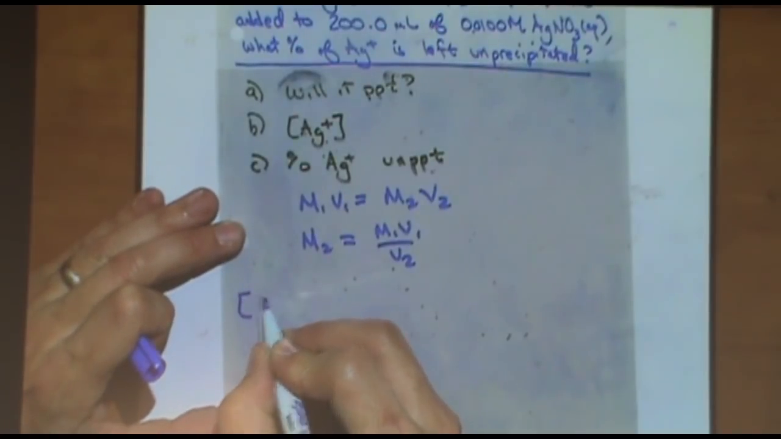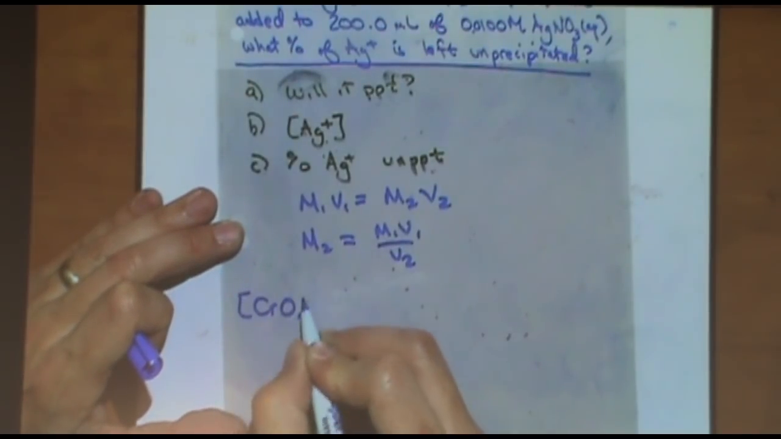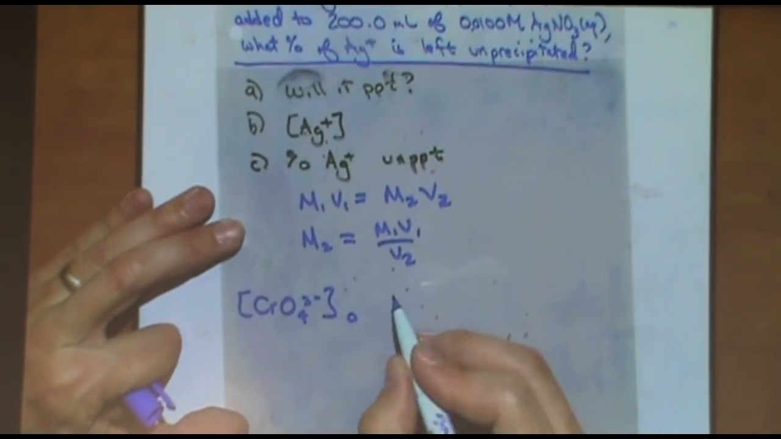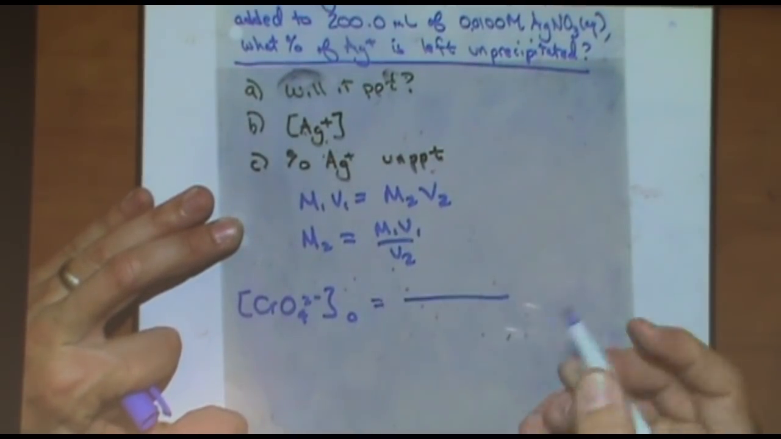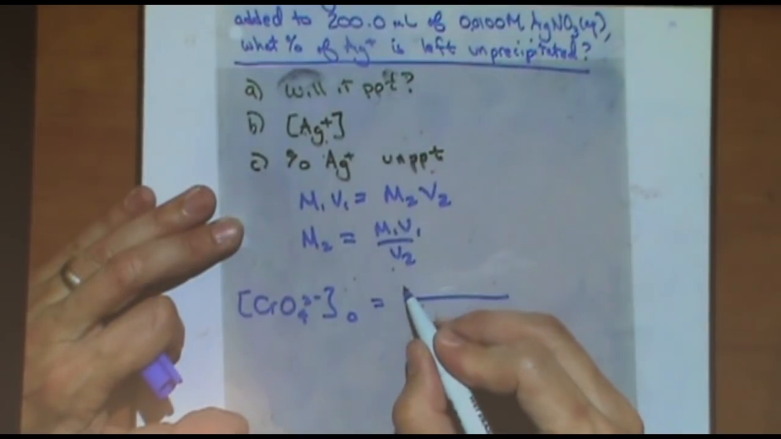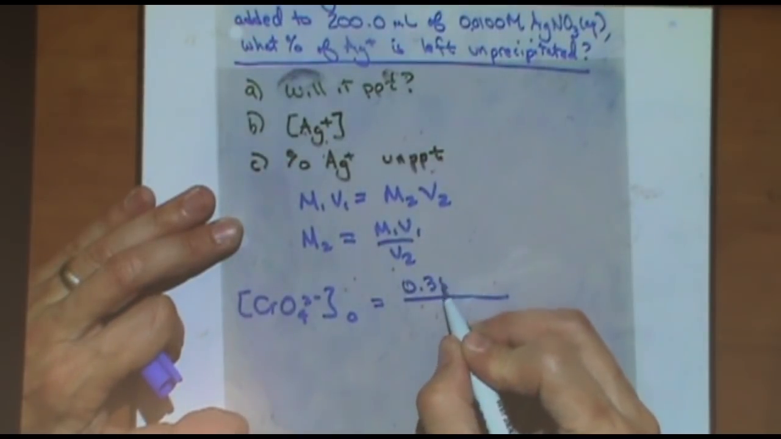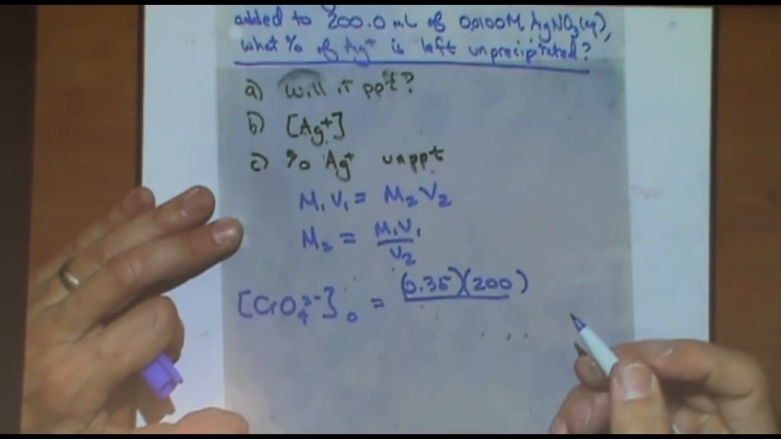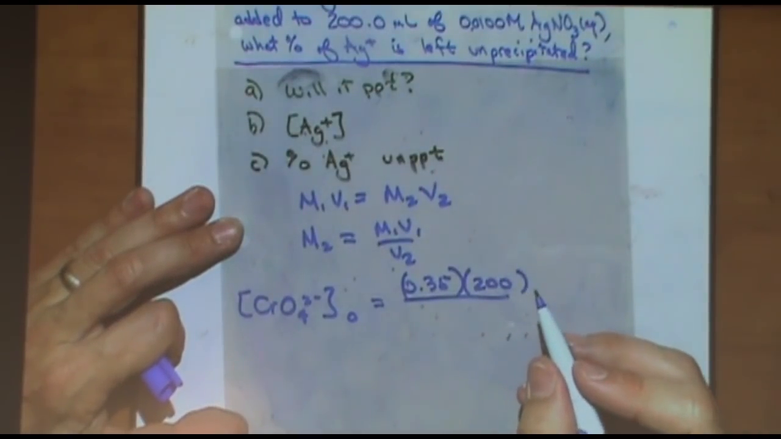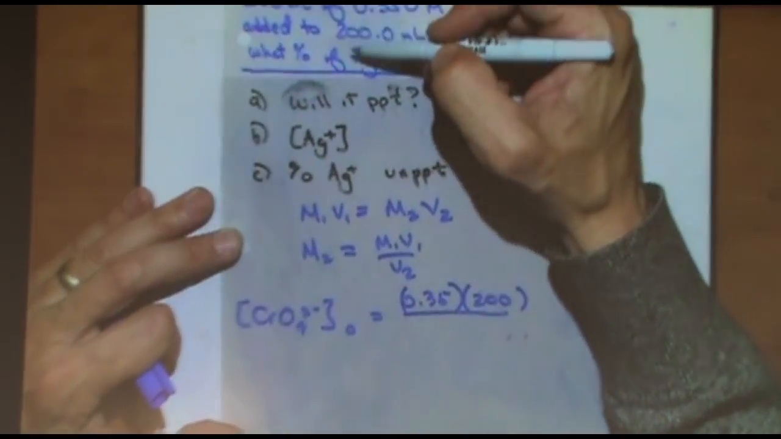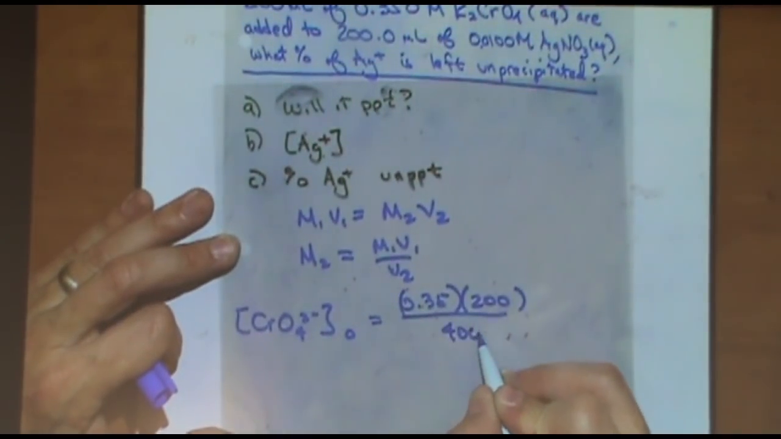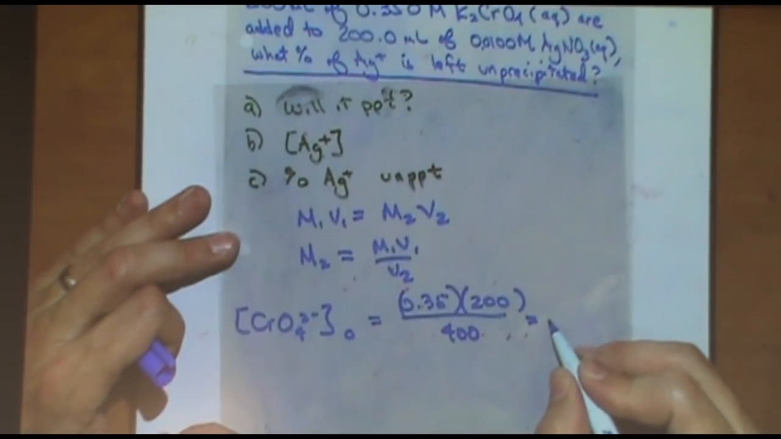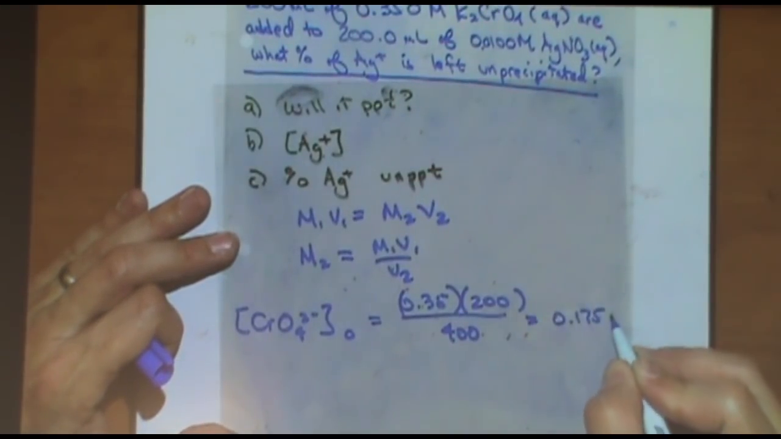It doesn't matter which one I start with. I'll start with the concentration of the chromate. That's going to be its before-mixing concentration, which was 0.35, times its volume, 200, divided by the total volume, which is 200 plus 200, or 400. It just went down by half, so it's 0.175 molar.